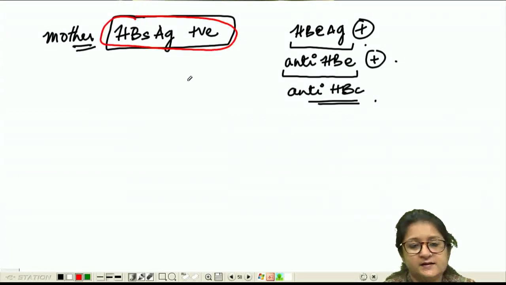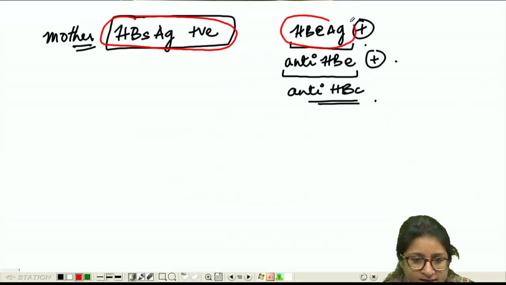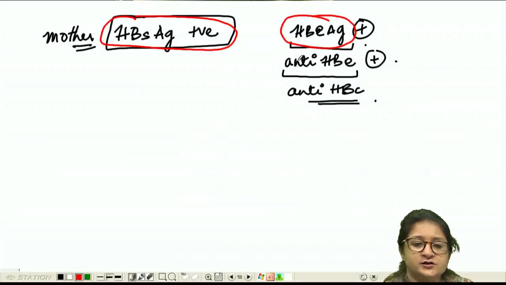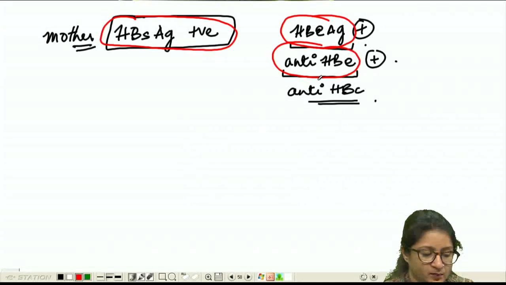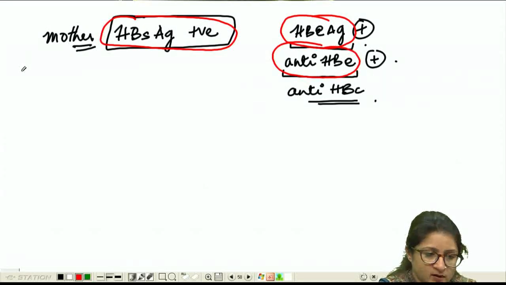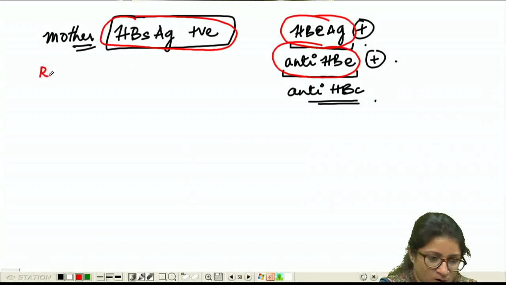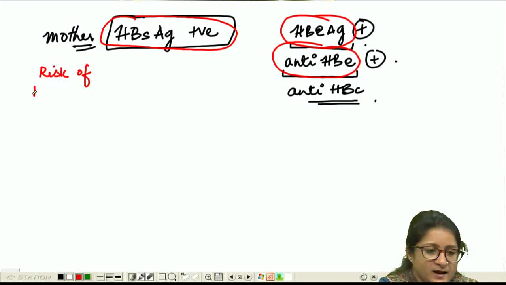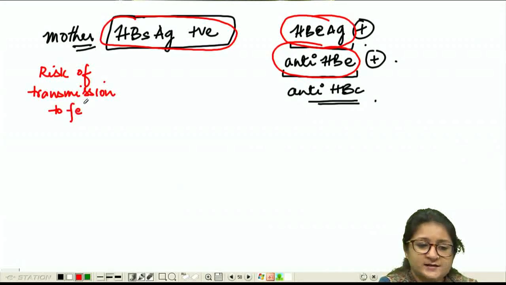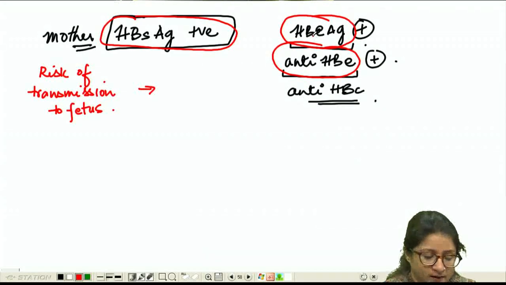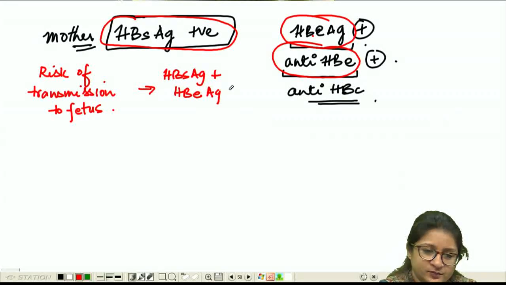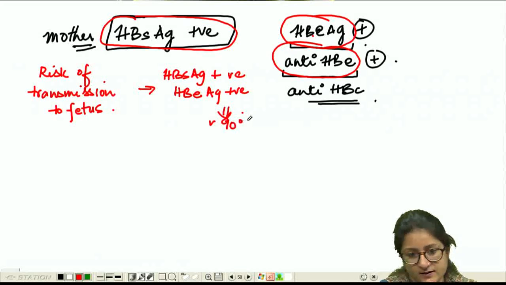So whenever there is HBsAg positive, we see whether she is HBe antigen positive or not, and whether anti-HBe is positive or not, because what is important is the risk of transmission to the fetus. The risk of transmission to the fetus is drastically increased if she is HBe positive. So if there is HBsAg plus HBe antigen positive, then the risk of transmission to the fetus is around 90%.